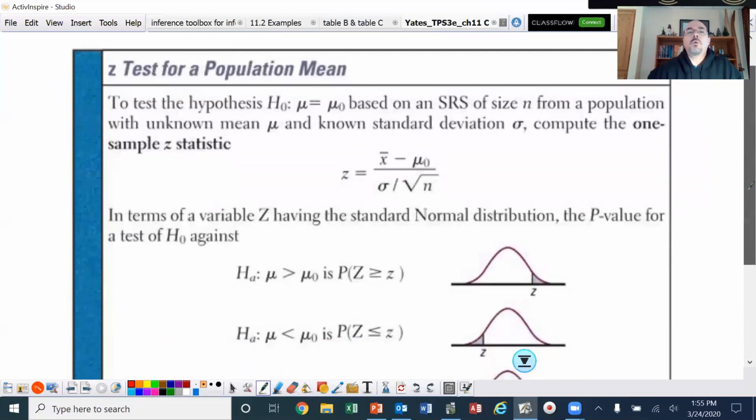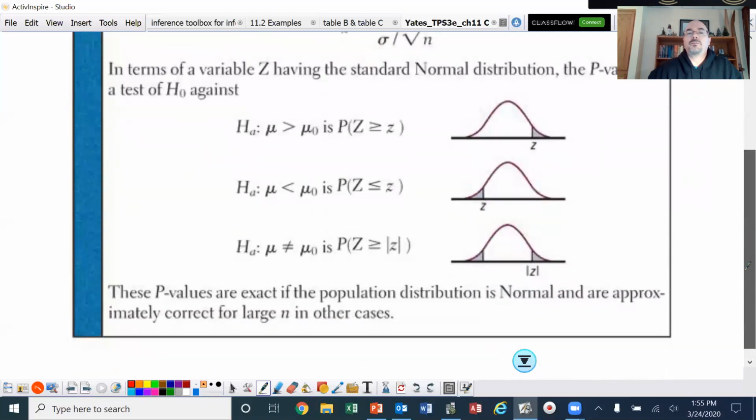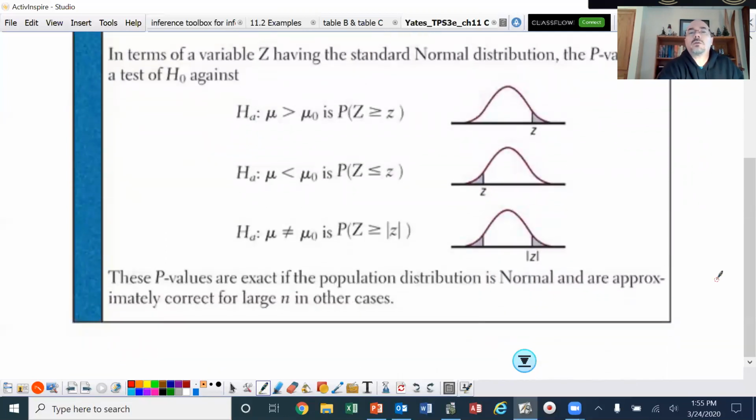Now, remember, when we set up our hypothesis, there's three ways we can do this. There are three alternatives. We may say that the mean is greater than, which means we're going to be looking on the right side of the tail. We might say the alternative is less than. The mean is less than some value, whatever the hypothesis value is. Okay, that'll be dealing with the left tail. And then we've got the not equal to, which is going to deal with both tails. And we're going to see an example of these with the ones that I have picked out.